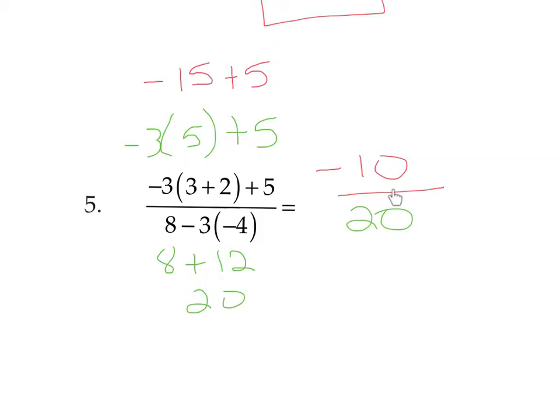Now I just need to do this division. Well, this is not going to divide out to be a whole number. This is actually a fraction because the numerator is smaller than the denominator. This is a proper fraction. When you end with a proper fraction like this, all you need to do is reduce it. So we're going to reduce this to make -1/2.